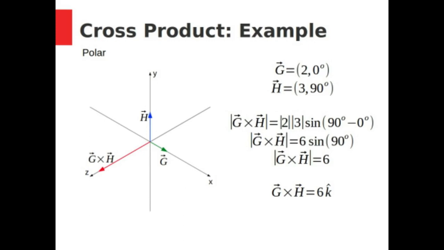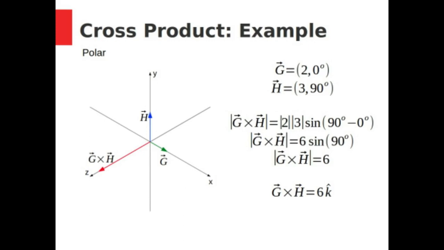To begin, we'll solve for the size of the cross product. This is solved as the magnitude of the first vector, 2, multiplied by the magnitude of the second vector, 3, multiplied by the sine of the angle between them. That's 90 degrees minus 0 degrees, which is 90 degrees. So the magnitude of the cross product is 6 times the sine of 90 degrees, which is 6.